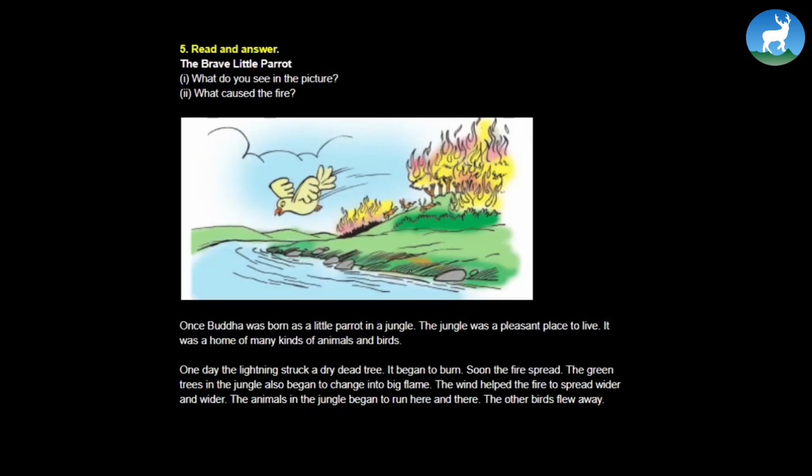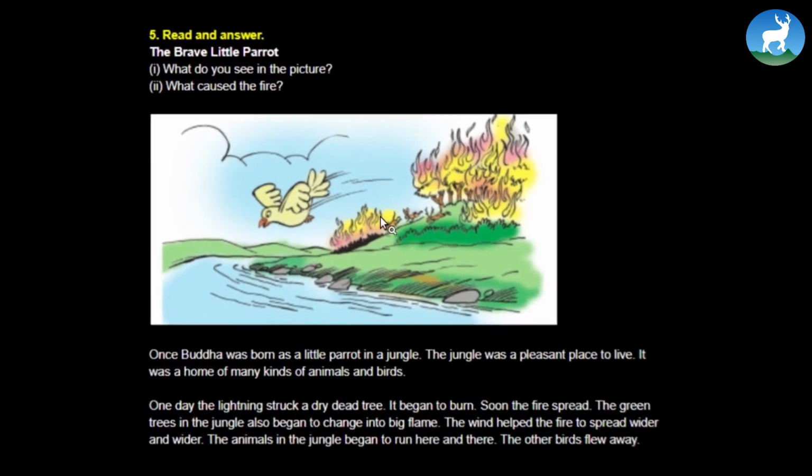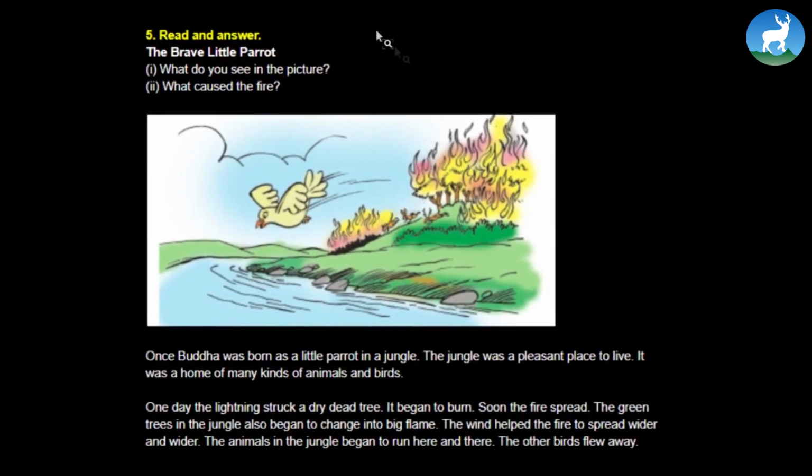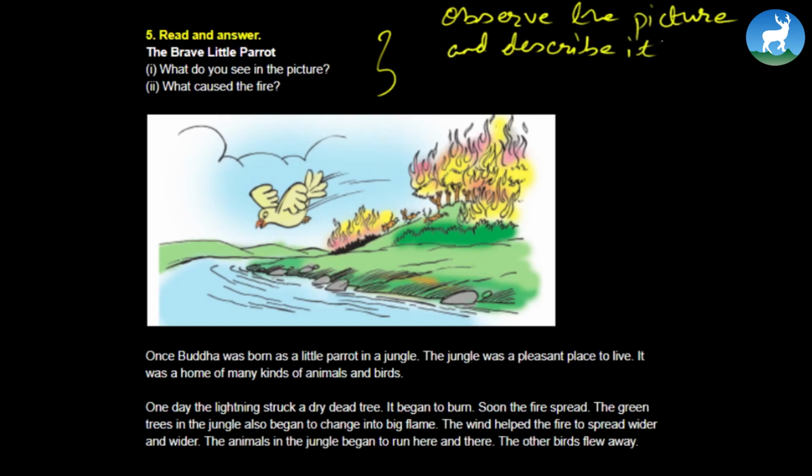Now let's move further. Once again we have a very beautiful story here, with a very strong moral lesson. So before we begin the story of this reading comprehension, let's first look at these two questions. What do you see in the picture? Again, observe the picture and write it down in the copy. Observe the picture and describe it in your notebook. Whatever you see, you're free to observe and then write it down in your copy or in your notebook.